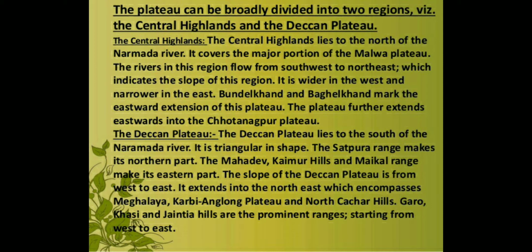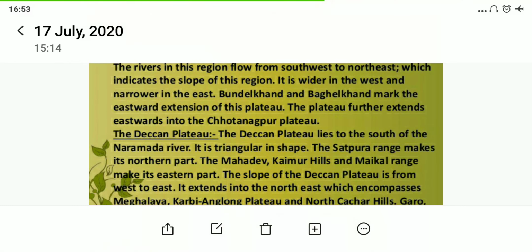The slope of the Deccan Plateau is from west to east. Slope is like this, from west to east. Clear? West to east. And what else is there?